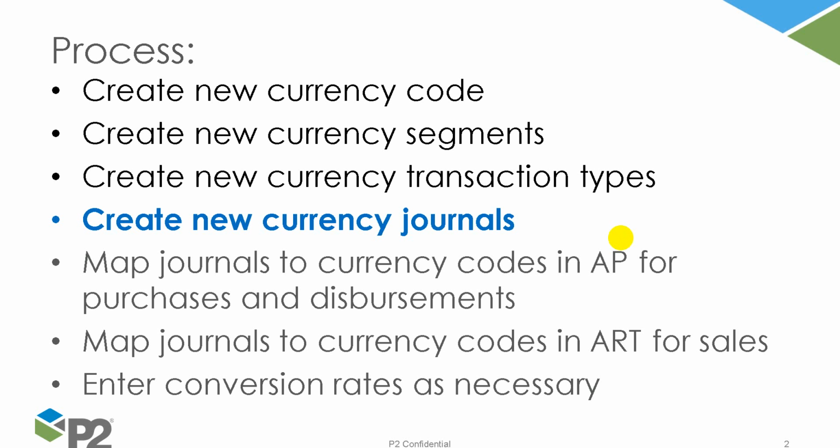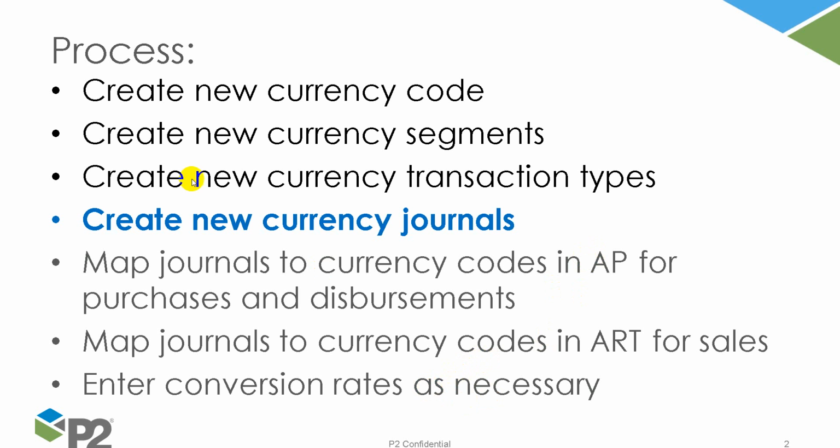In this video, we will see the fourth step for us to be able to configure a new transactional currency. In our example, we are configuring the GBP currency. And what we need to do next is create the journals to be able to enter GBP transactions and post those to the general ledger.